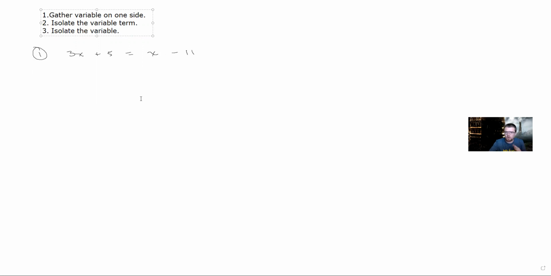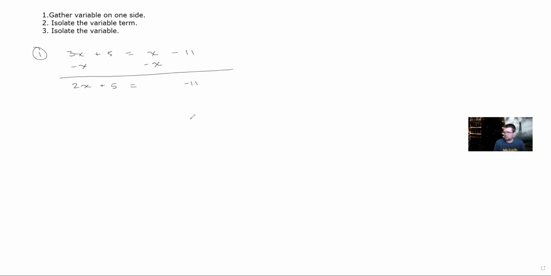So step 1, we are going to gather the variable on one side. That means I want all of the x's either on the left or the right. It doesn't matter which is which. Usually we're used to thinking of the variable as being on the left, which is totally fine. So to do that, I need to move this x to the left by subtracting an x on both sides. Remember, what you do to one side of the equation, you have to do to both. That gives me 2x plus 5 equals negative 11.